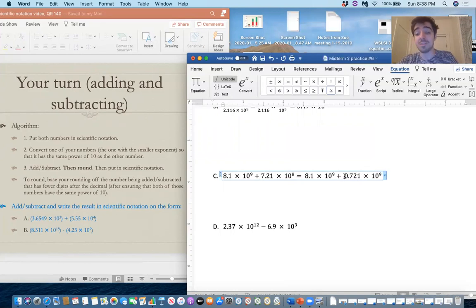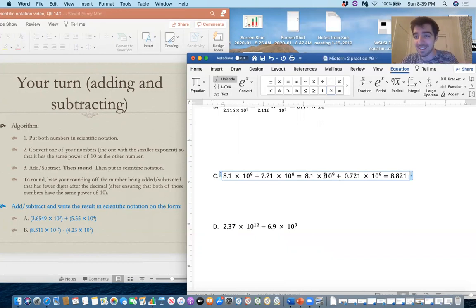Okay, notice that this is no longer in scientific notation. That's fine. We're going to have to briefly take one of these numbers out of scientific notation most of the time when we are adding. Okay, all right, so we have now made it so that these are the same power of 10. Now we can add, right, and that's going to be exactly the way that you would like it to be. Right? We can add the coefficients. We'll go 8.1 plus 0.721. Right? So 8.821, all right? And then we're still gonna have 10 to the 9th, right?